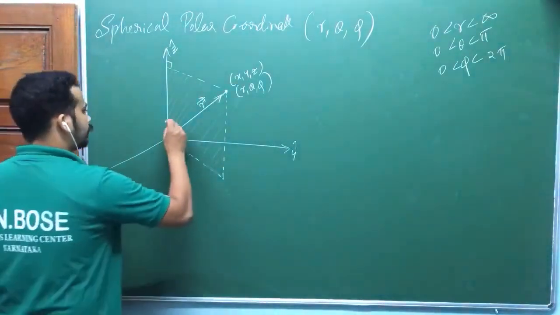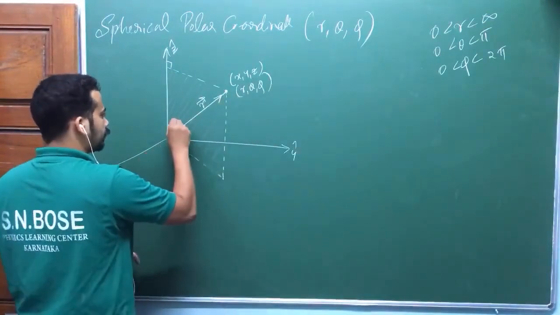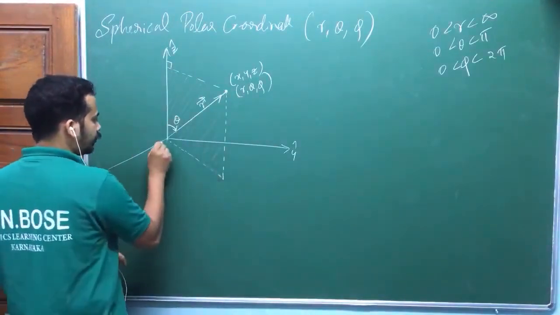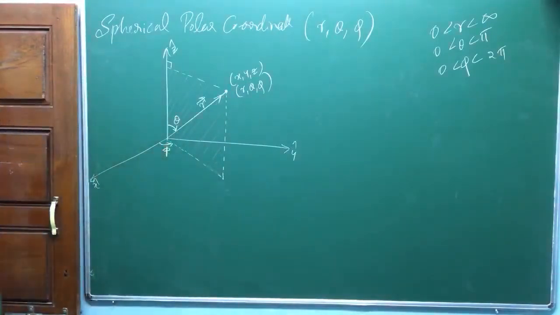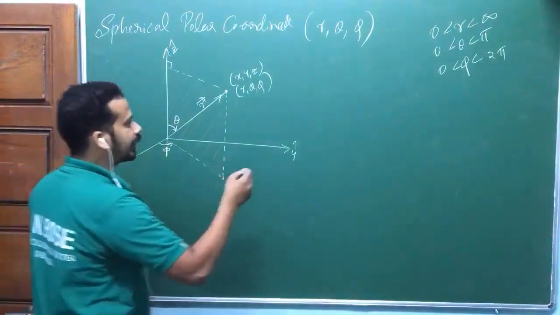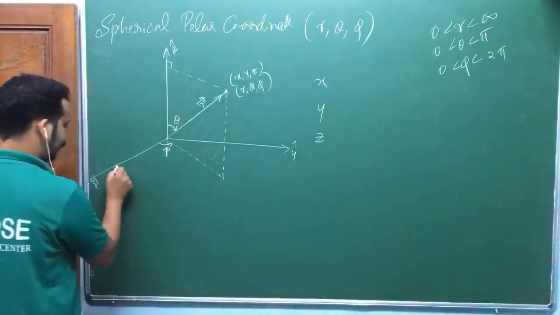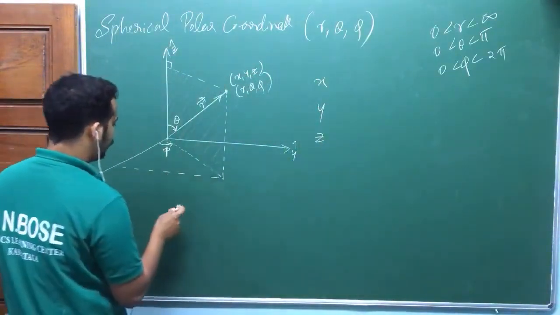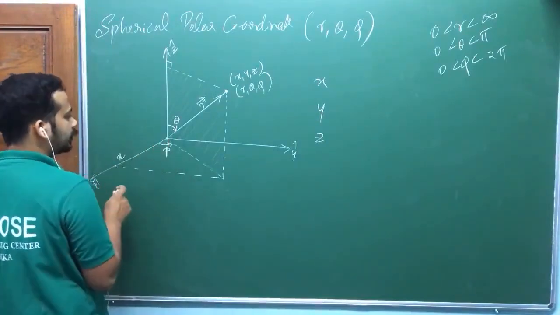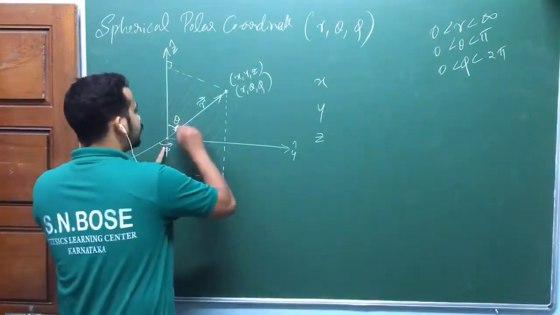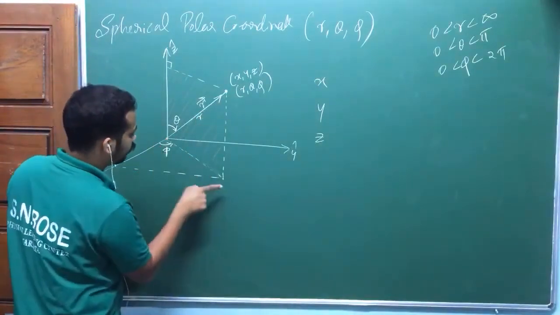Now look here. This distance itself is r. This is theta, and this is phi. Now to relate x, y, z to r, theta, phi, you have to do it like this. This is your x, am I right? This distance is x. Let me try to write. If this is r, and if this is theta, what is this one?